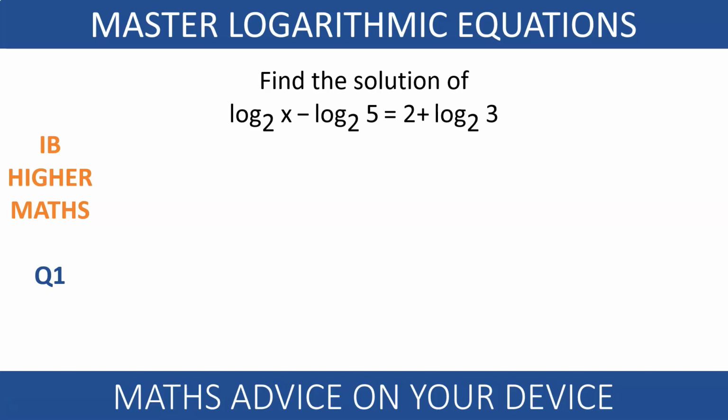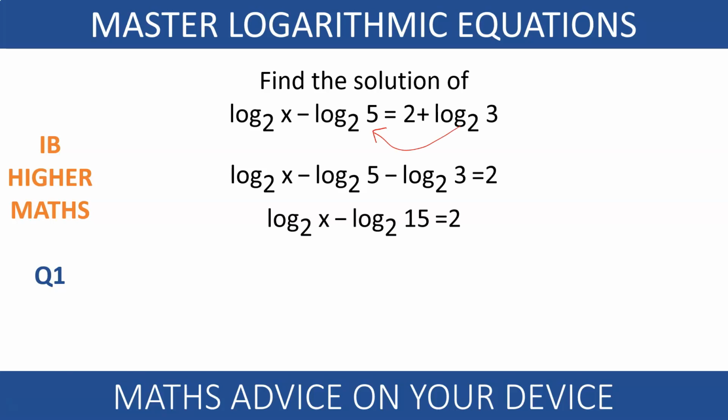The first mark comes from collecting at least 2 log terms. Moving log base 2 of 3 to the left-hand side, you can write it as a single log base 2 of x over 15. The other 2 marks come from the answers.